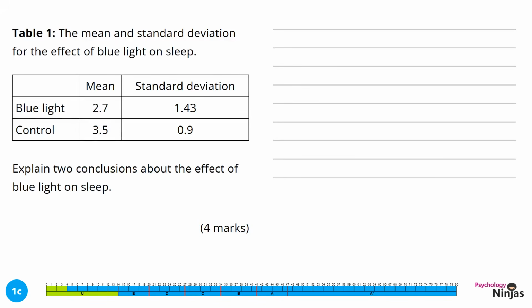Here we have the command word explain, which means we need to give a detailed description. We also have some key psychological terminology here in terms of conclusions. We get 1 mark for identifying each of our conclusions, and we get a second mark for justifying that conclusion using data from Table 1. Let's have a look at an answer.